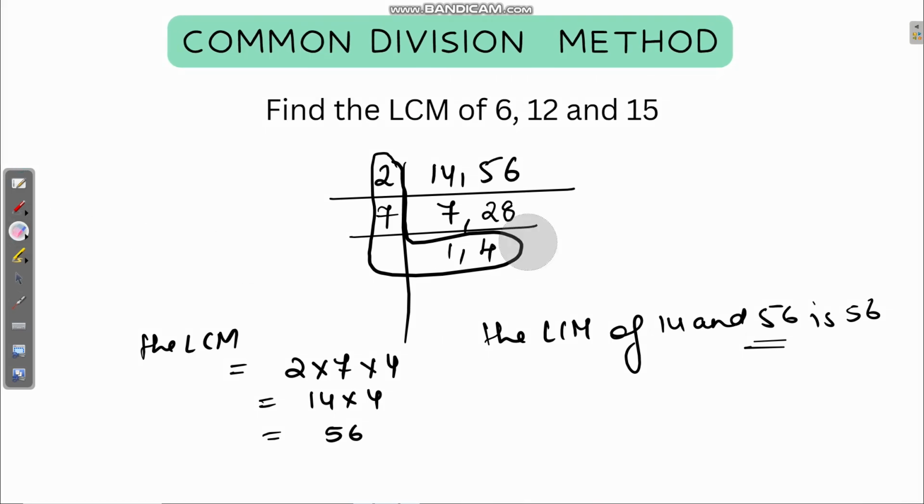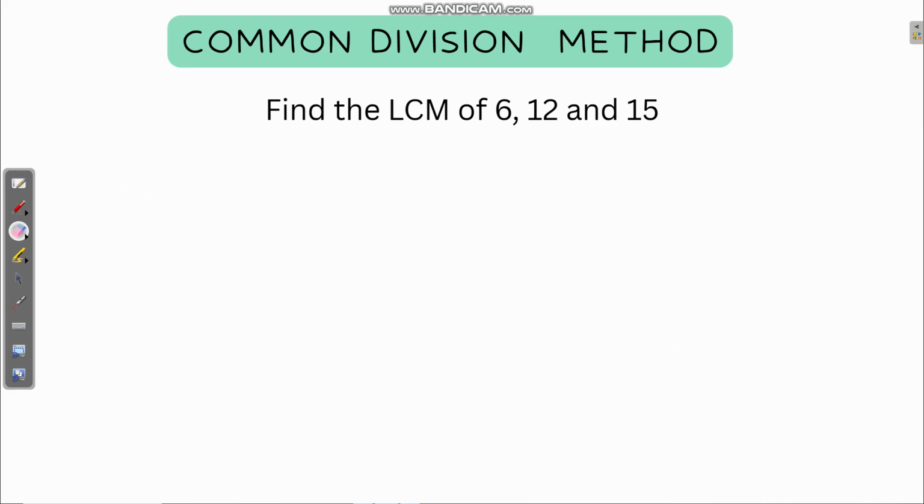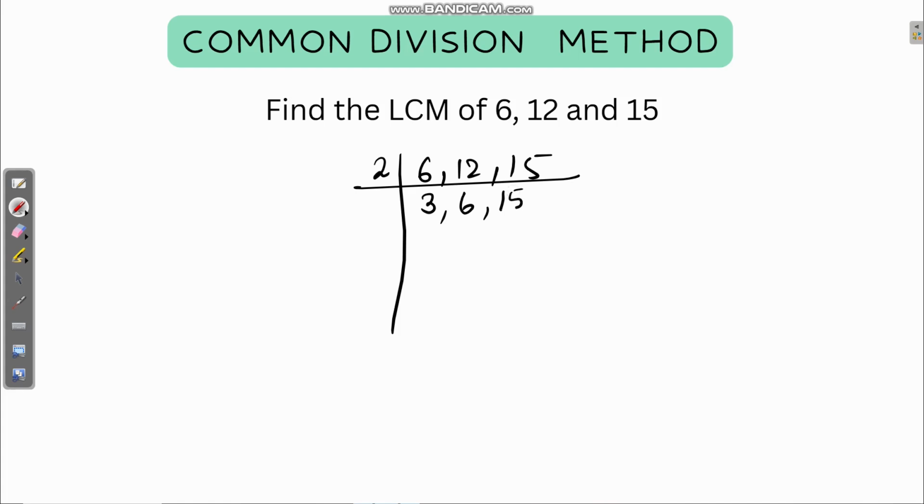Now to find LCM for three numbers using the same method. The condition remains the same. It should divide minimum of two numbers, not all three, minimum of two numbers. So I'll write down all the numbers. Okay, one vertical line, horizontal line, 6, 12, 15. So you have to take such a number which will divide minimum of two numbers. I can take the number 2. 2 3s are 6, 2 6s are 12. I cannot divide 15, so you take down this number and write over here. That's it. You don't have to do anything to that number.